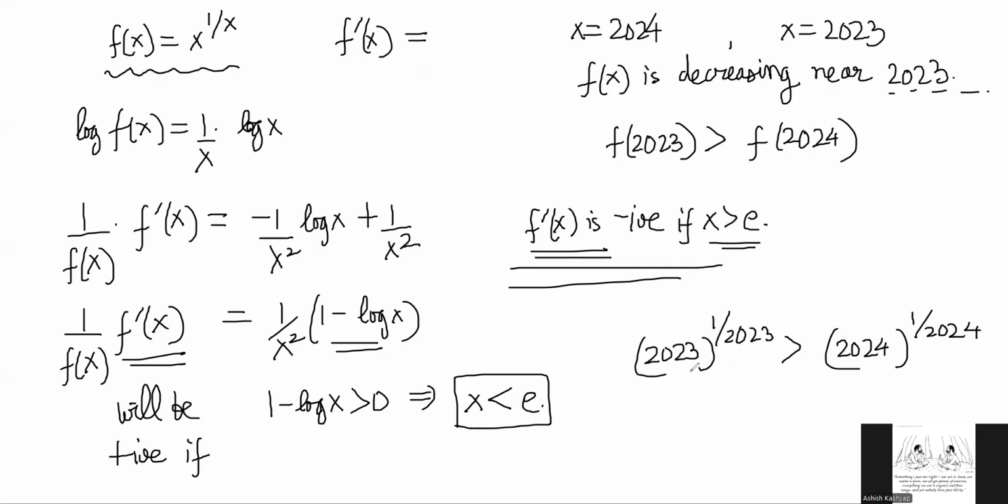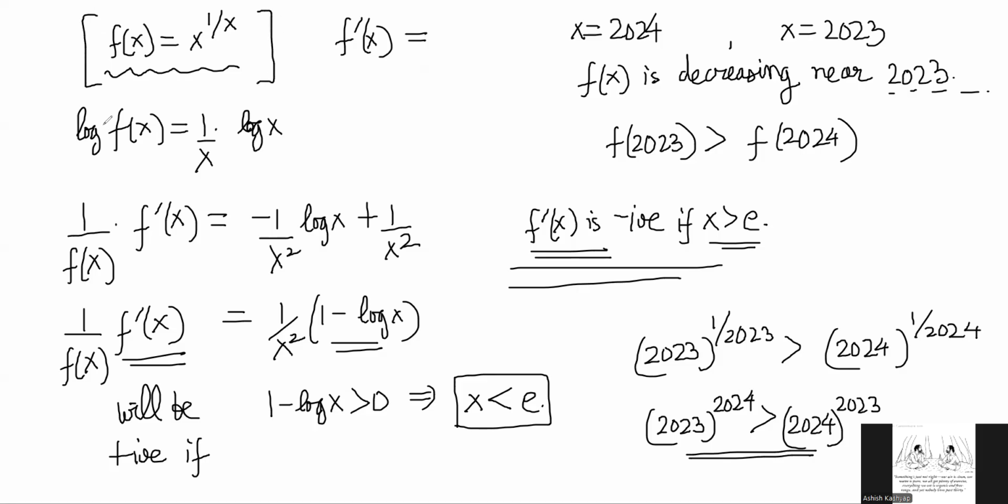And if you raise both sides to the power 2024 into 2023, you will be able to show that 2023 to the power 2024 will be greater than 2024 to the power 2023. So that is a conclusion based on the increasing or decreasing behavior of f(x) equals x to the power 1 by x, right? So now that we know that, we can think about how to simplify this limit. So I know that 2023 raised to the power 2024 is the bigger number, right?